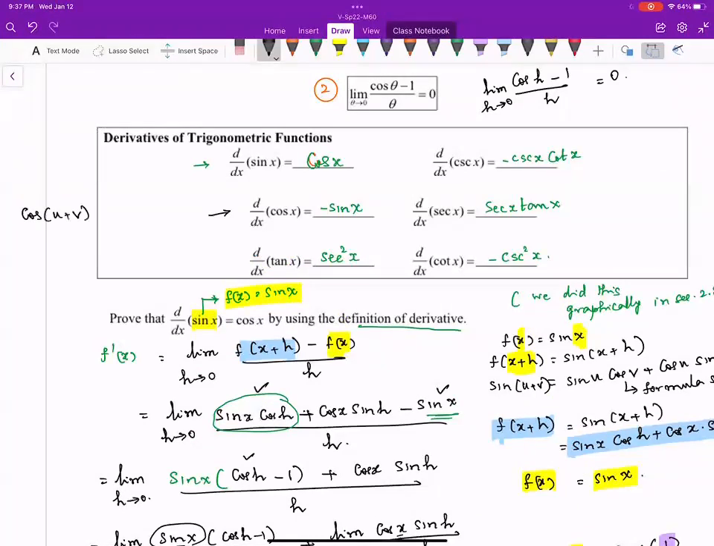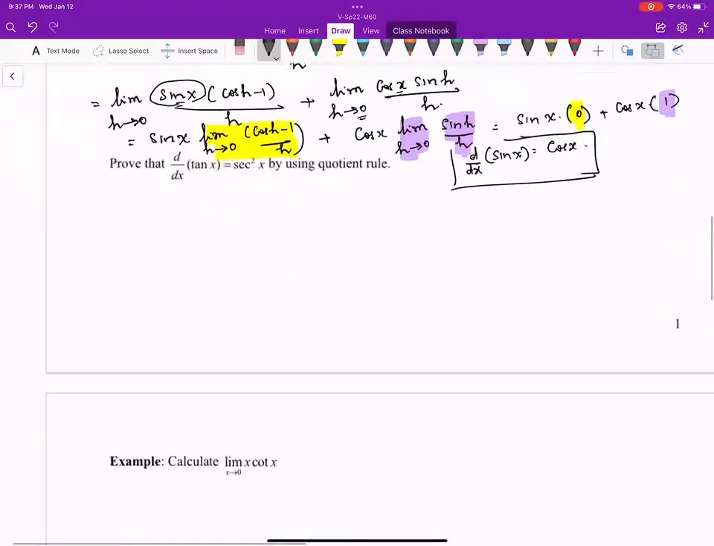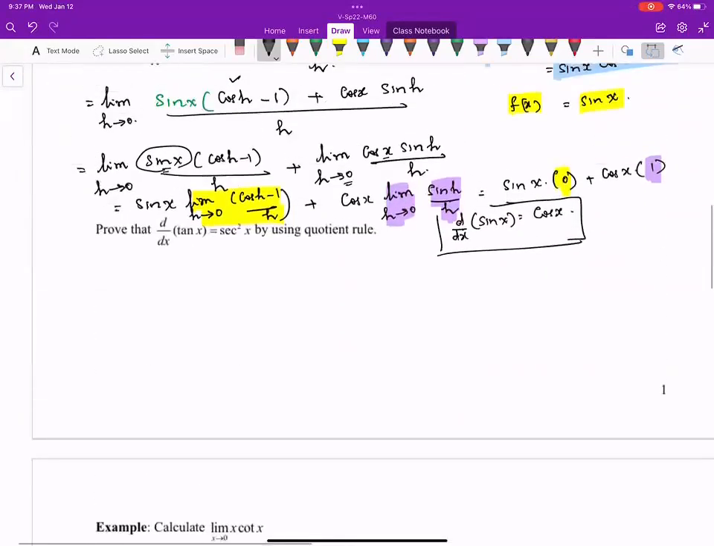The trig formula that you need for the second one, for this one, it's cosine u cosine v minus sine u sine v. You may want to try that on your own, just to make sure that you are following these definitions. The next one is proving d by dx of tan x equal to secant square x by quotient rule.